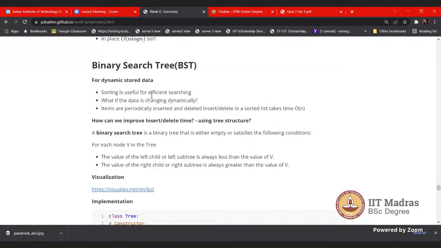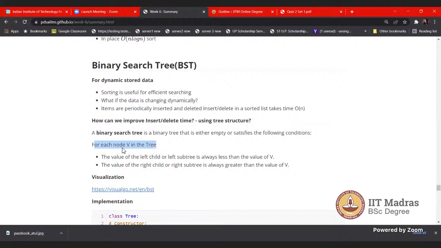Now, binary search tree is also a binary tree, but there is a rule. So what is the rule actually? The binary search tree is a binary tree that is either empty or satisfies the following condition. For each node v in the tree, the value of the left child or left subtree is always less than the value of v. Okay, for each v, so this is the first condition given for the tree.